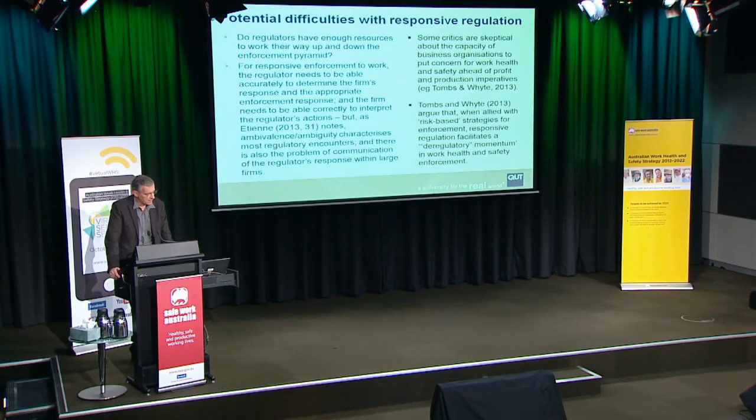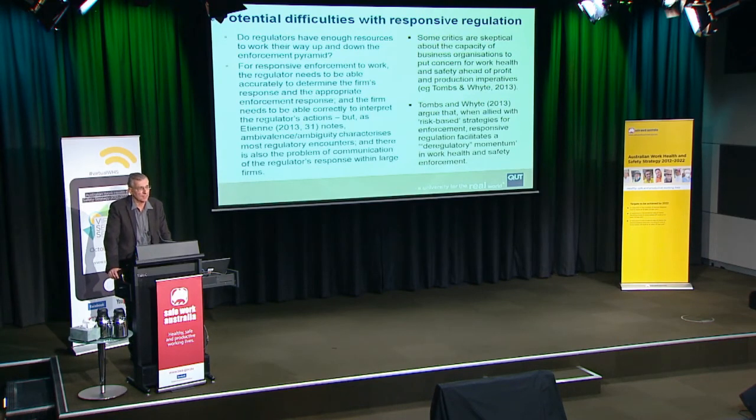And you also need firms that are able to pick up signals from regulators and fully understand what a regulator is doing. And as Etienne in a recent publication has noted, ambivalence and ambiguity characterizes most regulatory transactions. And so there's not always the clarity of communication. And the other problem with big organizations, of course, is who's the regulator communicating with, and is that communication getting to the key decision makers in the firm?